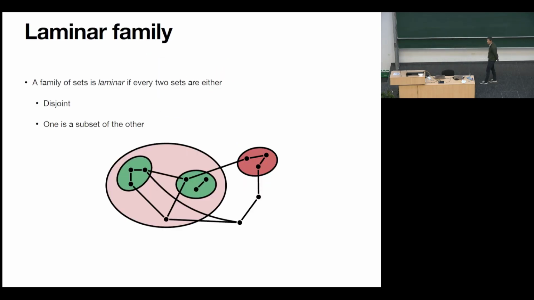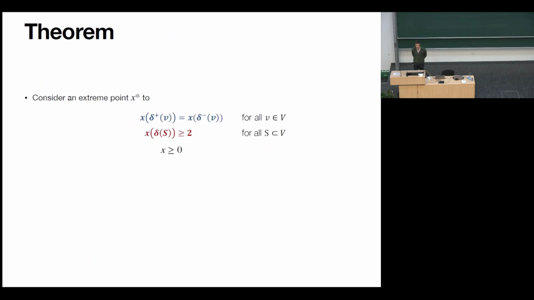And this comes back to what we saw before, these laminar families. Just remember, a laminar family is a family of subsets of vertices so that you have no non-trivial intersections. So either two sets are subsets of each other or they're disjoint. And I claim, this was well known, that if you consider an extreme point x star to this set of linear inequalities, then an extreme point is defined by the degree cuts plus a laminar family of the greater-or-equal-to-2 cuts.